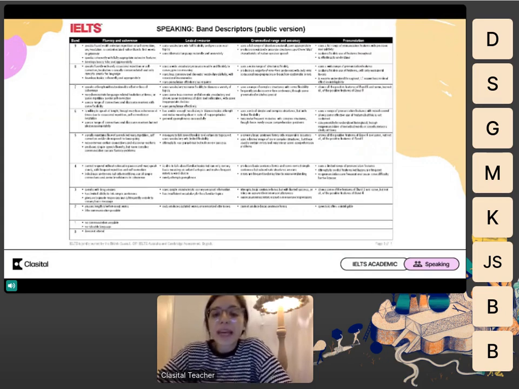Okay. And as you can see here, although it's very small, you can zoom in, this is the rubric that I used while giving you feedback.